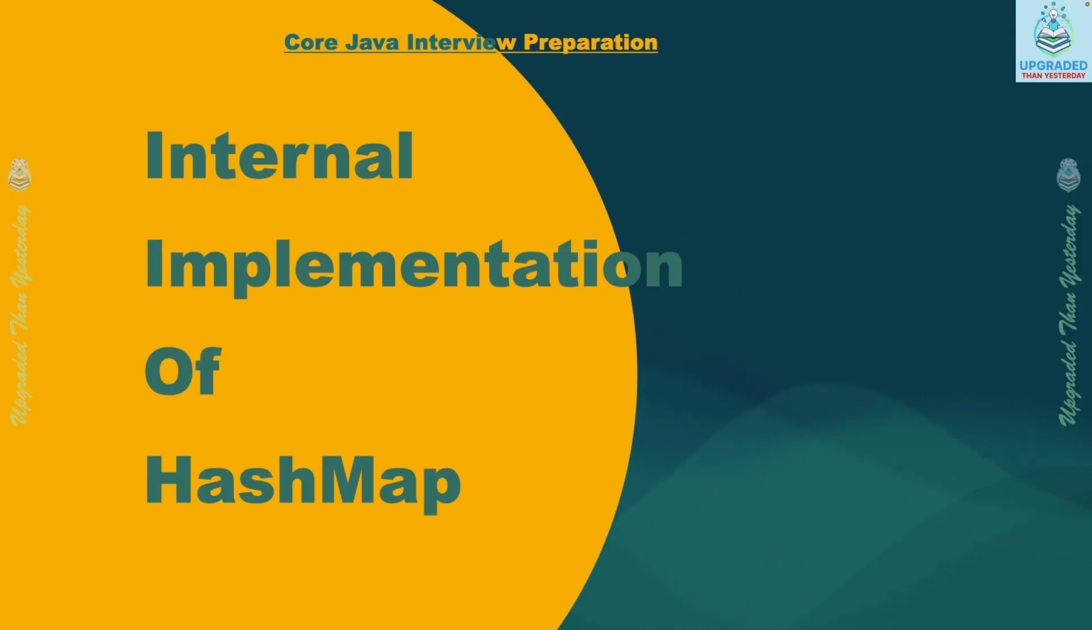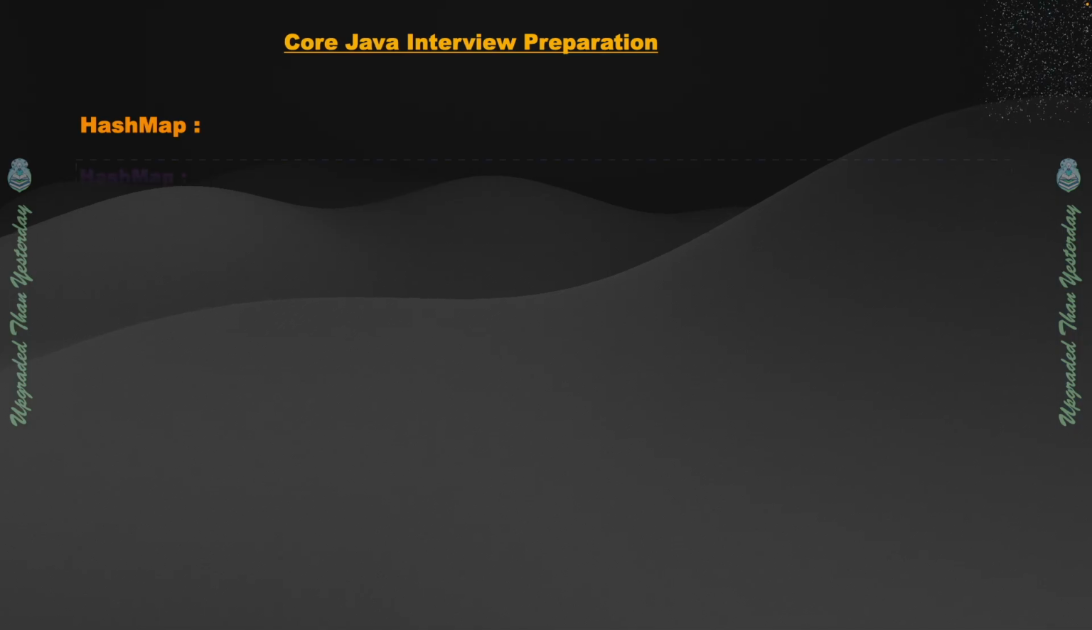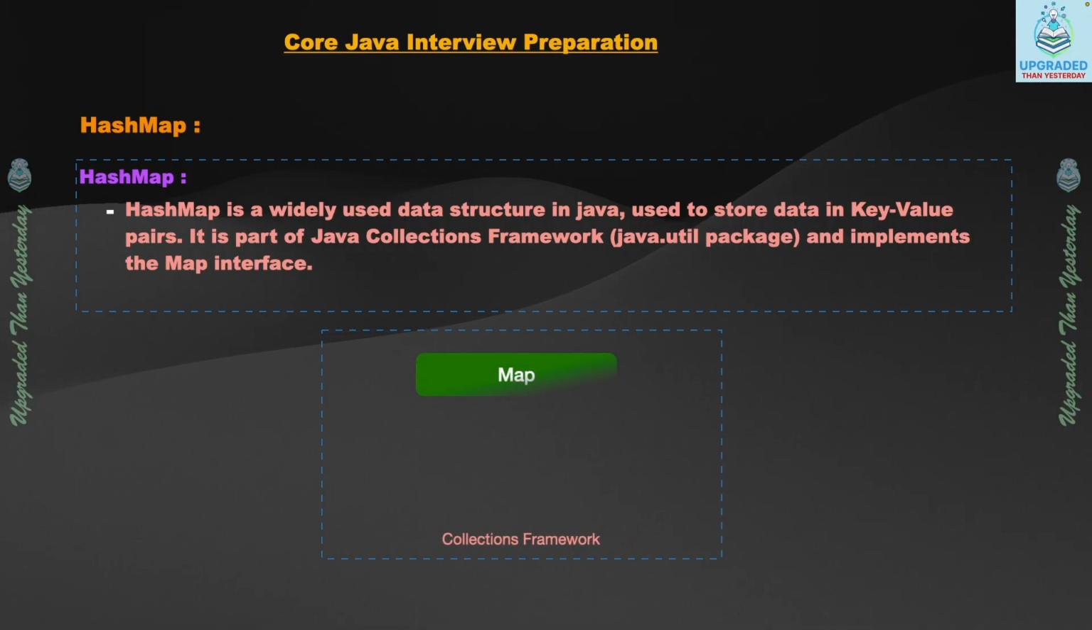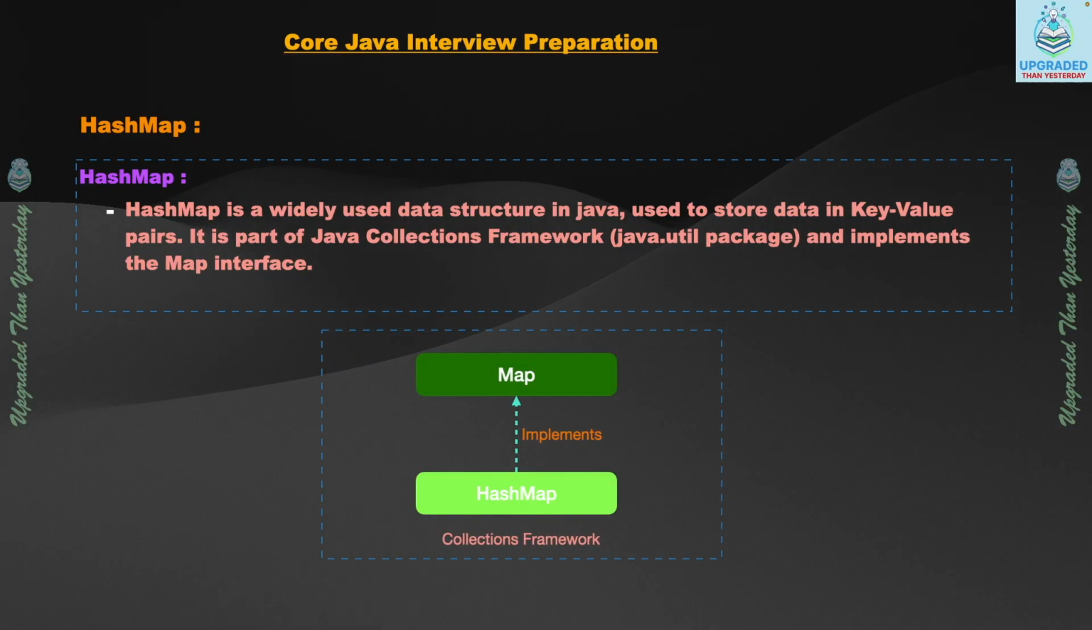Today we are going to learn about the internal implementation of HashMap. HashMap is a widely used data structure in Java, used to store data in key value pairs. It is part of Java Collections framework under package java.util and implements the map interface.